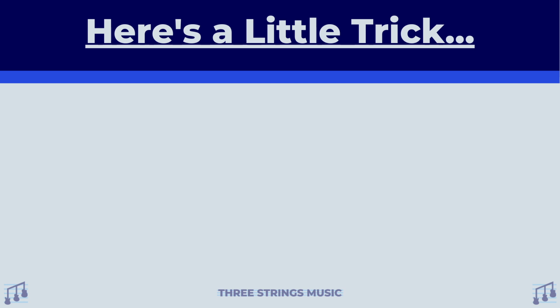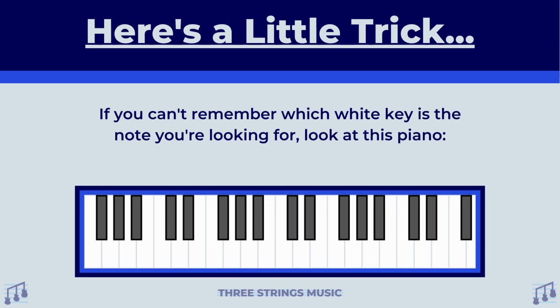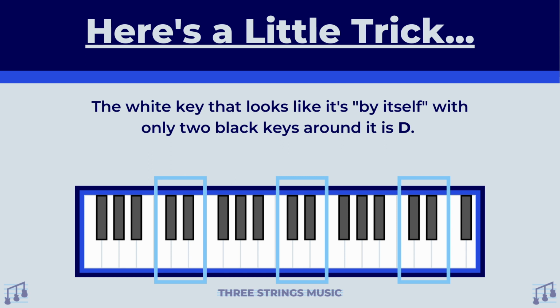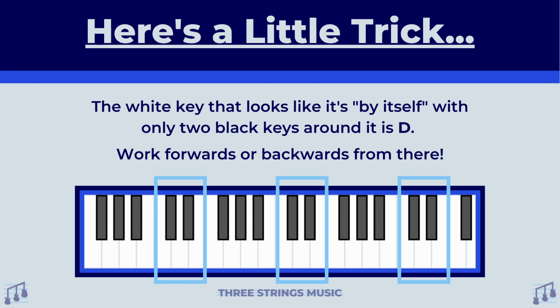And here is one more little trick to help you out a bit. If you can't remember which white key is the note you're looking for, take a look at the piano. You'll notice this white key that looks like it's by itself with only two black keys around it instead of three. Just remember, that is D. With that, you can just work forwards or backwards from there however you need to.